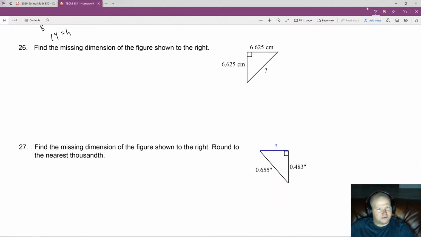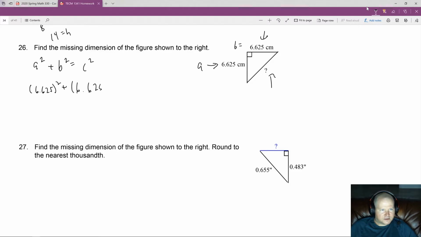All right, find the missing dimension of the figure shown to the right. This is 26. Now we need some kind of relation between two different sides and the hypotenuse. And the relationship we do know between those, the geometric formula, is the Pythagorean Theorem, which is a squared plus b squared is equal to c squared. So we know in this case, we say a is equal to 6.625, b is equal to 6.625, and therefore we try to find c. So first I'm going to plug everything in. 6.625 squared plus 6.625 squared is equal to c squared. C is right here, right? That's c.